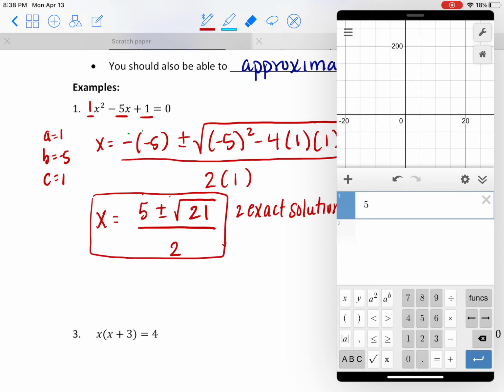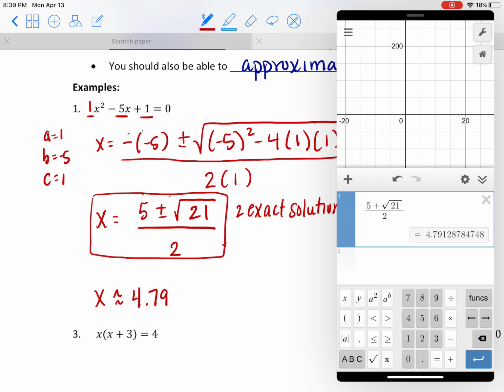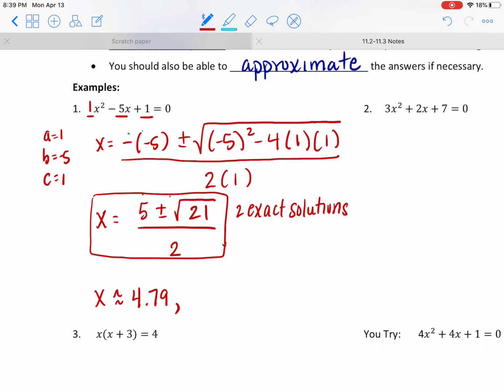So in the calculator, if you want to approximate this, let's make a fraction first. 5 plus square root 21, all divided by 2, is about 4.79. So here I'm going to say x is about 4.79, or if I change the plus to a minus, let's just say 0.21.